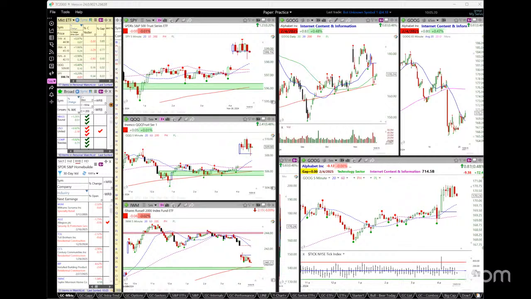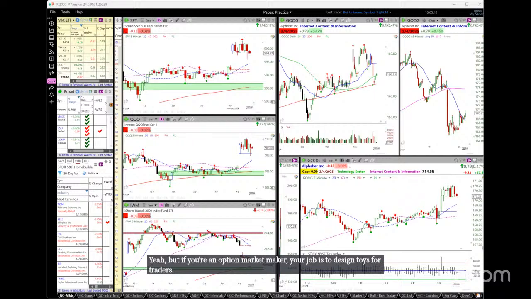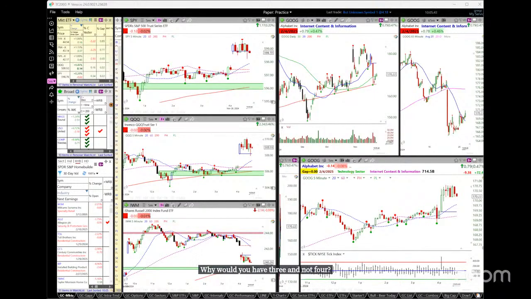Short it. No, I know, I just said that. But why would you have 0 DTEs on 3 of the 4 index ETFs? It's just ridiculous. I think it's less liquid. Yeah, but if you're an option market maker, your job is to design toys for traders. Why would you give 3 and not 4? And we all know that lack of liquidity has nothing to do with them listing things either.